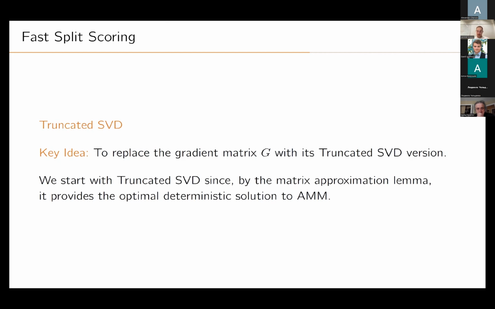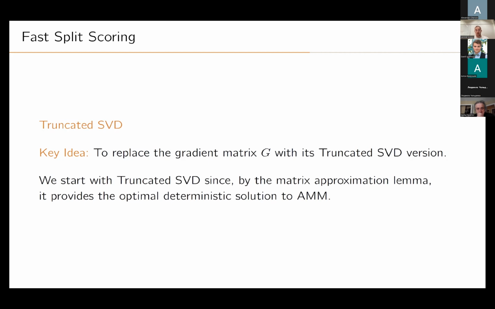The first idea was pretty straightforward. It's called truncated SVD. We just replace matrix G, our gradient matrix, with its truncated SVD version. And it works. We have a theoretical explanation of why it works: we're trying to solve an optimization problem which is similar to approximate matrix multiplication, and we know that the best solution to this problem is SVD. So this was the first idea.